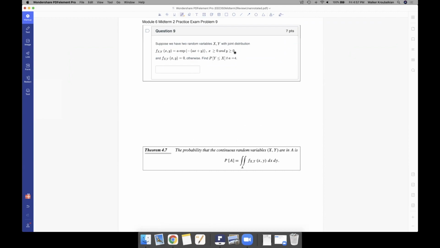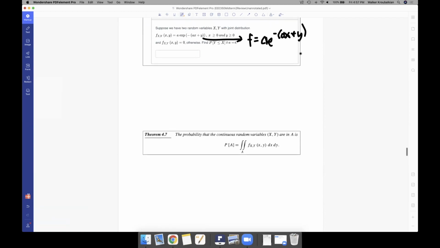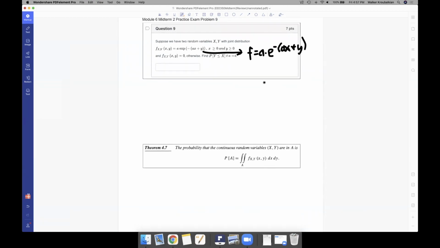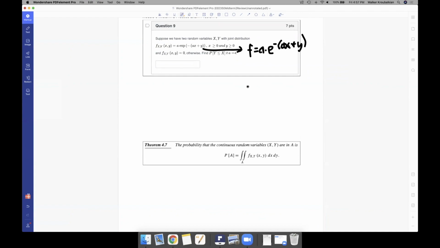It's good to point out that this exp just means exponential. So I'm going to write this as a times e to the power of negative ax plus y. F is a times e to the negative ax plus y, right? We want to find the probability that y is less than or equal to x, if a is equal to 4.